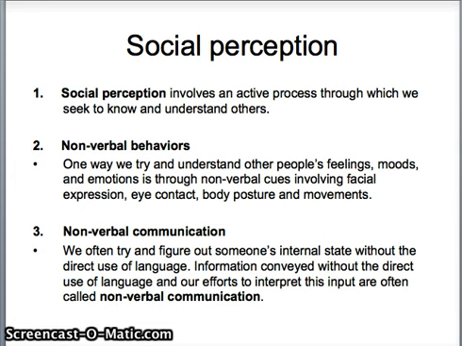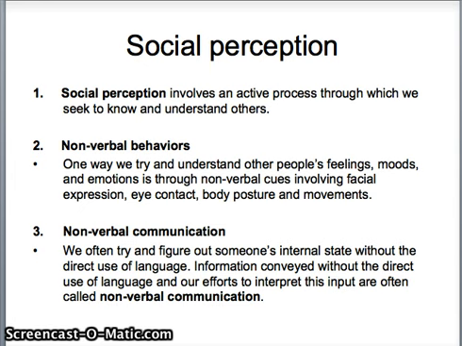The first kind of social perception that we're going to talk about has to do with nonverbal behaviors. Often, when we try to figure out another person, what they're thinking, what their underlying emotions are, what their intentions are, we tend to use not just what they say as a reference, but the way in which they act, hold themselves, their facial expressions, the amount of eye contact they give us, things that are nonverbal.